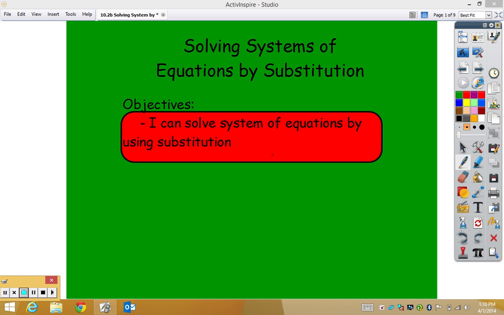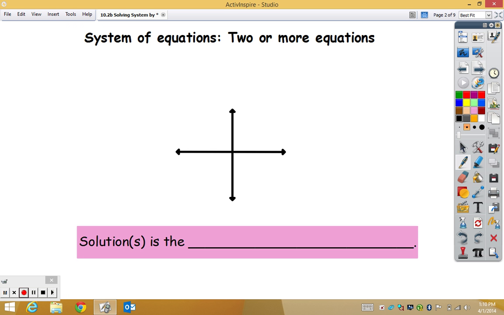In this video, we're going to continue solving systems of equations by substitution. Before this, we did systems of equations by graphing, but sometimes technology is not available and algebraic is actually quicker. So systems of equations, just to review, are two or more equations.